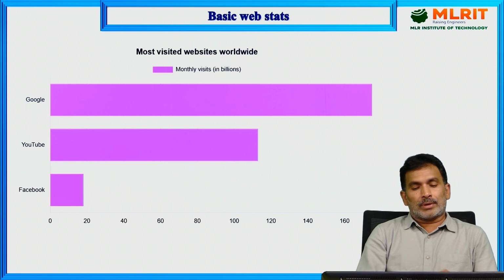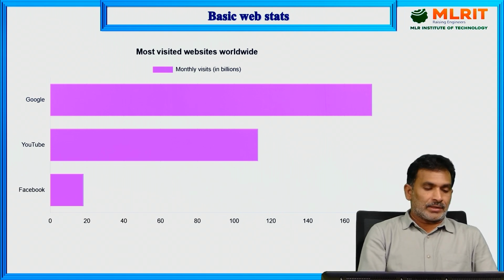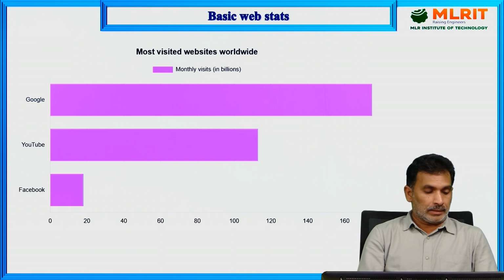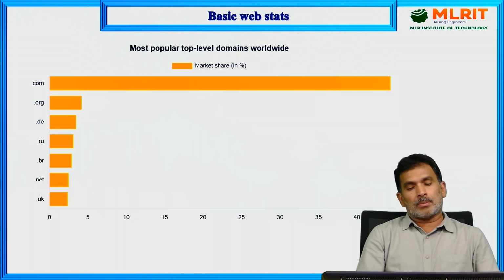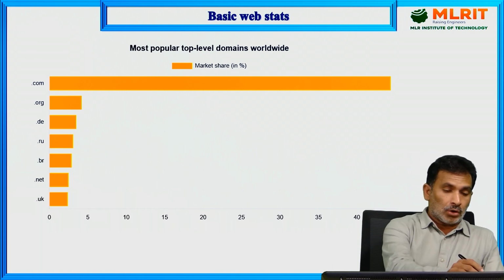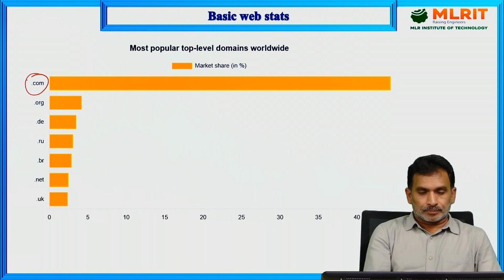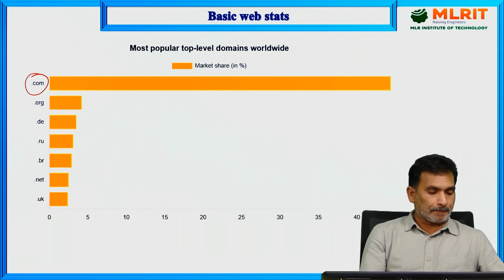So if you look at the most visited websites worldwide, Google is on the top, next YouTube, and then in third position Facebook. And if you look at the most popular top level domains worldwide, the .com domain is the most popular, and then the .org, etc.